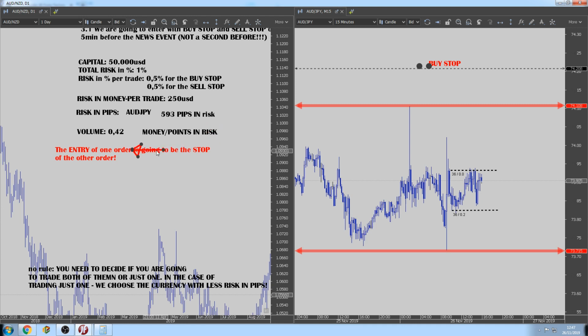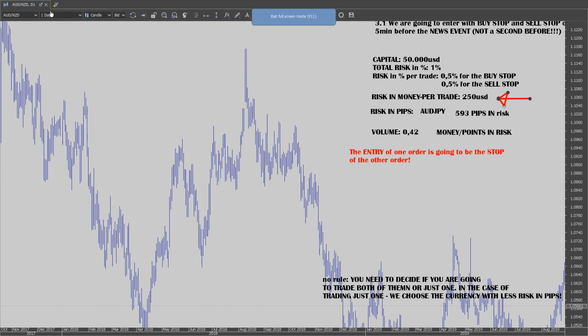Okay, so I have my buy stop order up in here, so the stop loss is going to be the entry of my sell stop order. But I just want to see if I did the calculation right. So I'm going to go on the platform.